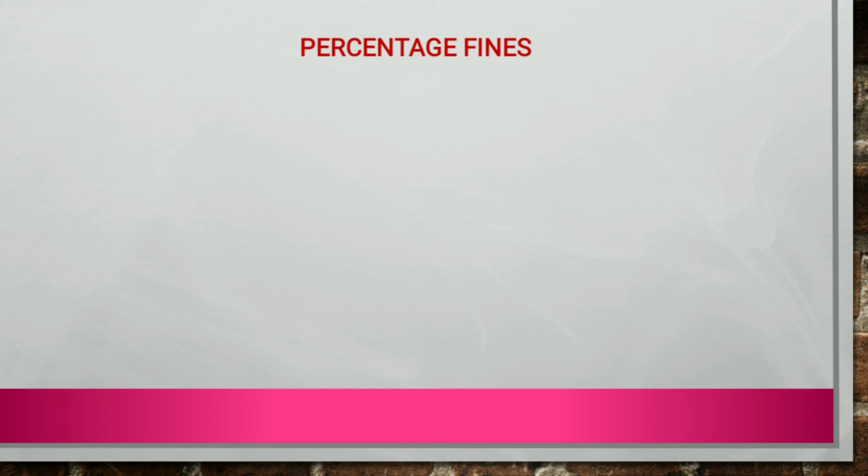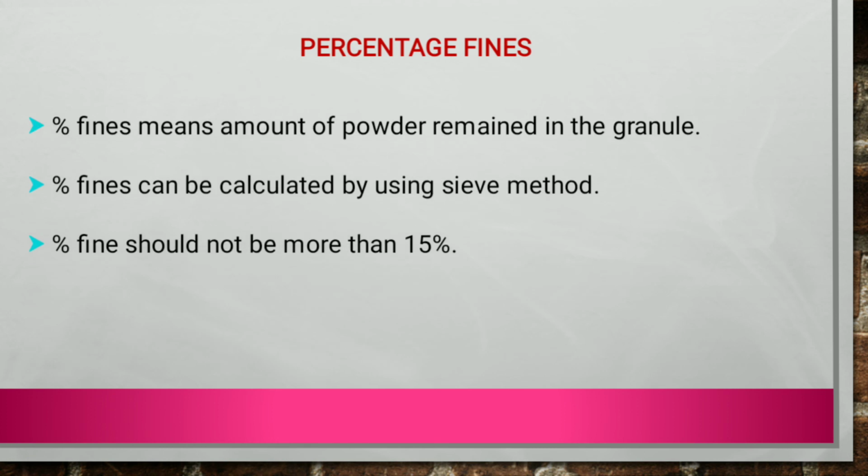Then the next parameter, that is percentage fines. Here fines can be said as the amount of material from a sample that is smaller than a certain required size. Basically percent fines are generally the powder remaining in the granules. Percent fines can be calculated by using the sieving method, and generally percent fines should not exceed 15%.